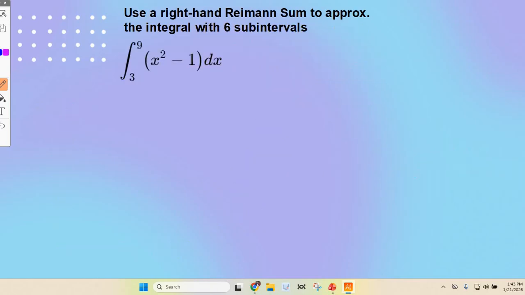Okay, so this one says use a right-hand Riemann sum to approximate the interval with 6 sub-intervals. So this is our first time seeing an official integral, if you haven't before. An integral symbol, like I said, kind of looks like an S. The numbers on the top and the bottom are called our bounds. Those are the x values that we are starting and stopping at. So we are starting at x equals 3 and stopping at x equals 9. And the x squared minus 1 is the function that we are using on the inside.